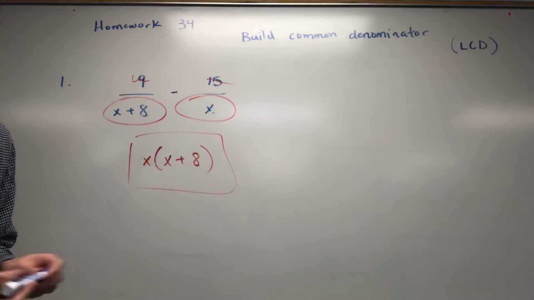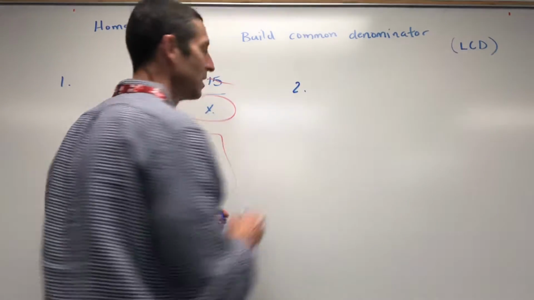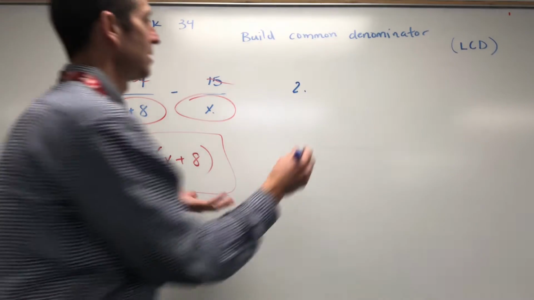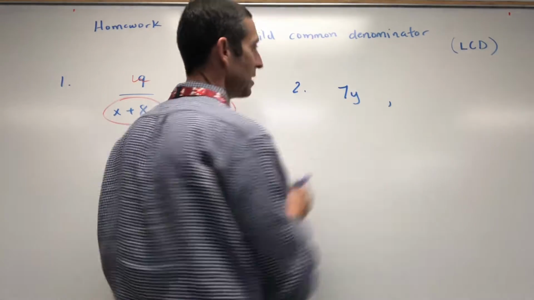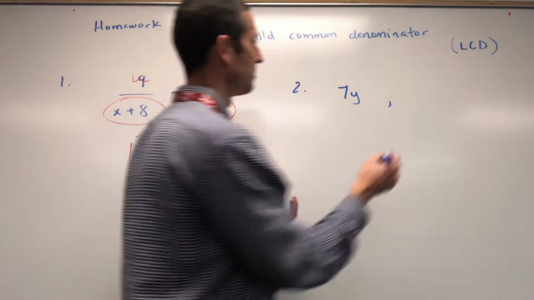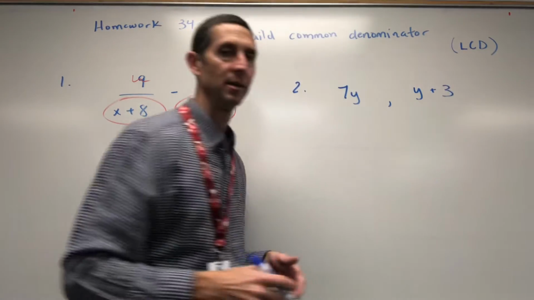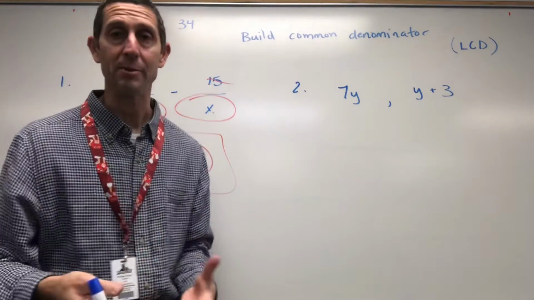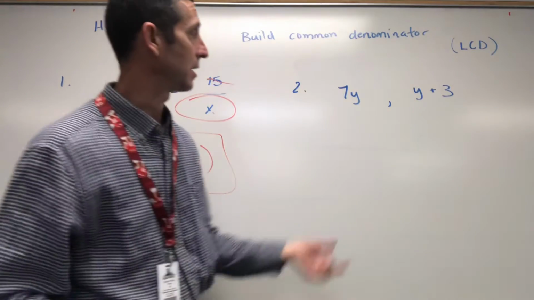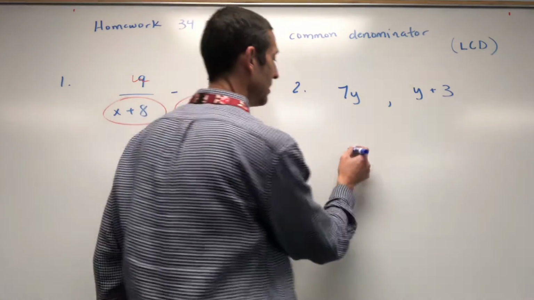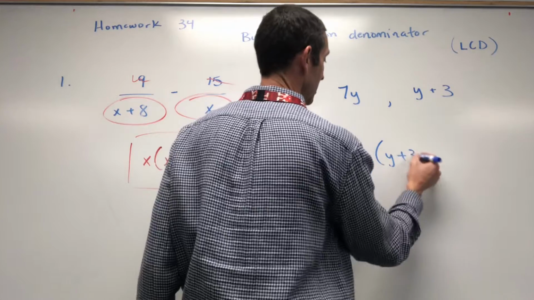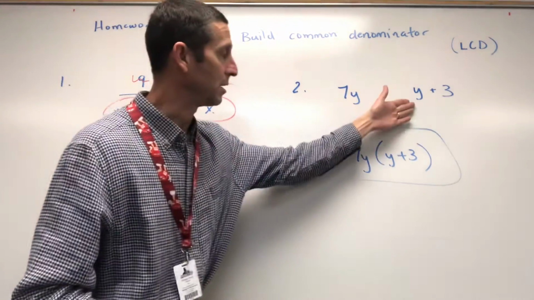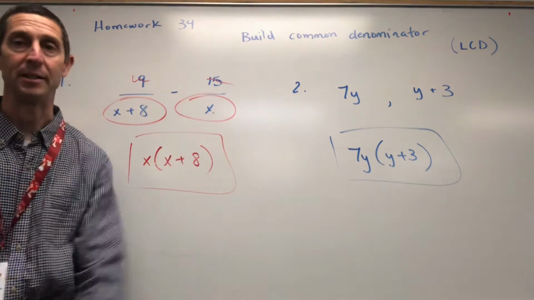So what this assignment looks like is they're not even going to give you the top parts. They'll just give you two denominators. Like say you have one denominator is 7y and then another denominator y plus 3. So if these were your two denominators, what would the LCD, the least common denominator, look like? You're like, well, hold on. I got to include this. I got to include that. So it's going to look like 7y times y plus 3. So I've included everything from both denominators to build my LCD, common denominator.